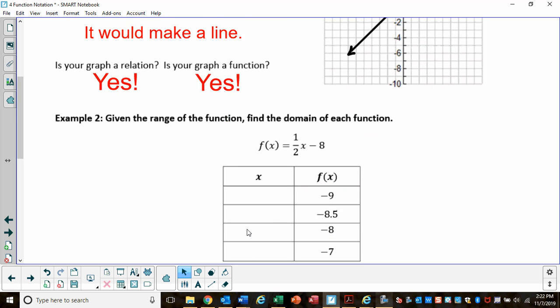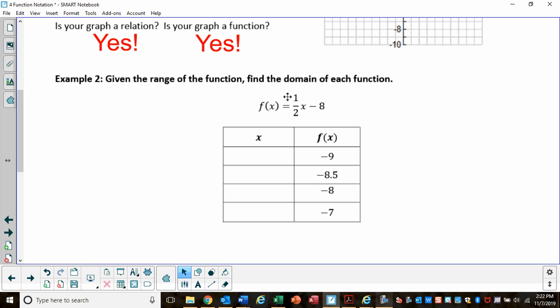Okay, example 2, given the range, find the domain of the function. So, last time we were given the domain and we just plugged in for x and filled in our y's. Now we're given the y values, or the f of x values. So what we're going to do is plug in each of these values in for f of x and solve for x.